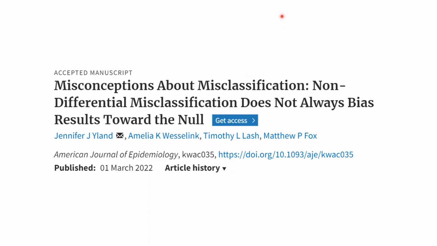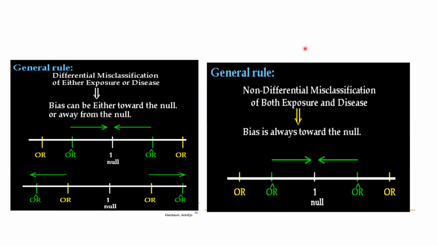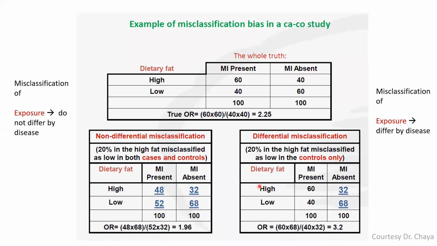Yes, I do. Sure. For the non-differential, for example, if the misclassification happened from the non-exposure group to the exposure group, vice versa of the example we had in this case, from low to high, not from high to low, I think we'll have overestimation, right?